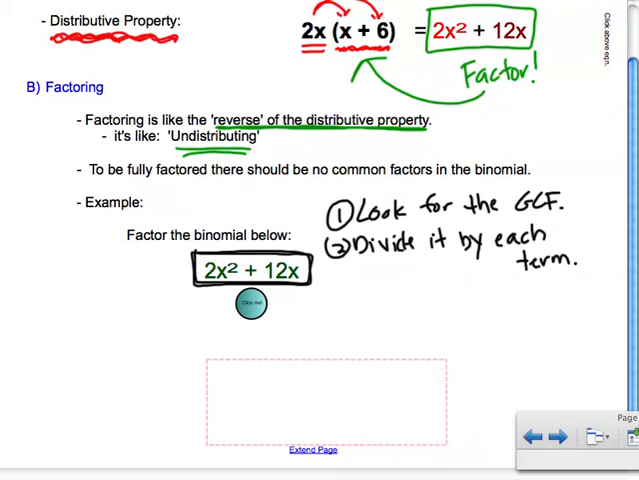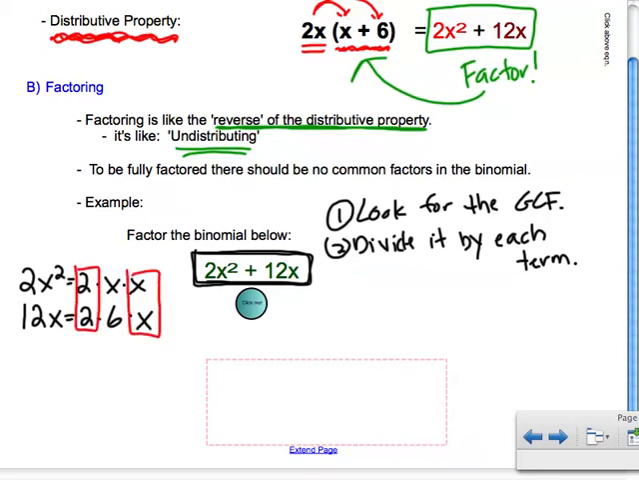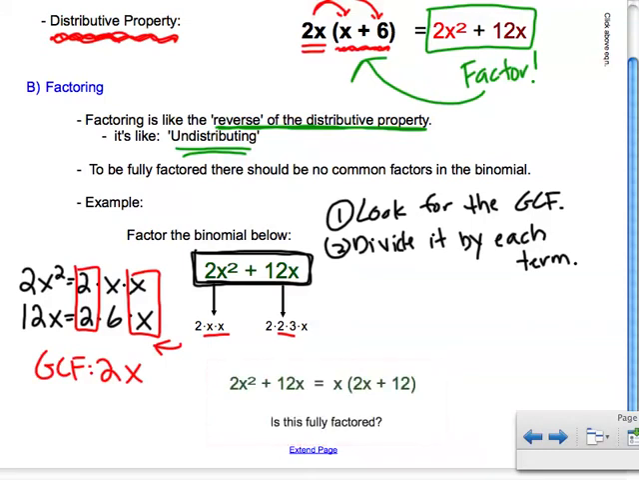So basically, if I'm looking at 2x to the second power, 2x to the second power is equal to 2 times x times x. 12x is equal to 2 times 6 times x. What do they have in common? They have this 2 in common, and they have this x in common. So their GCF is going to be 2x. This is exactly what we did yesterday, so hopefully that's feeling familiar. This is the same thing that I already wrote over here. But yes, that's going to help us find the GCF. If the GCF is 2x, I'm going to make it look like something like this up here.